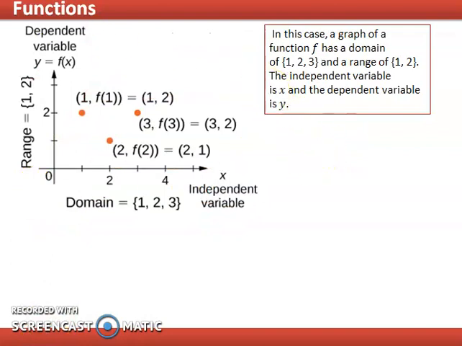Another way to view a function is by plotting the points on the xy plane. So consider a function with domain 1, 2, 3 and the range 1, 2. The domain will be on the x-axis and our range will be on the y-axis. So this point here refers to the coordinates (2, f of 2). That means 2 is the input and f of 2 is the output, the output of 2 under the function f.